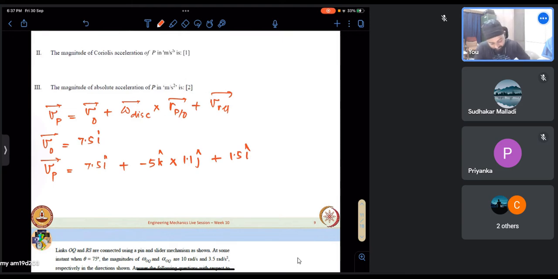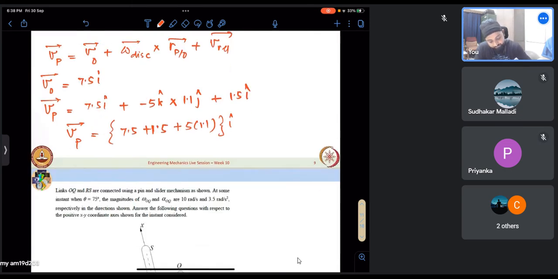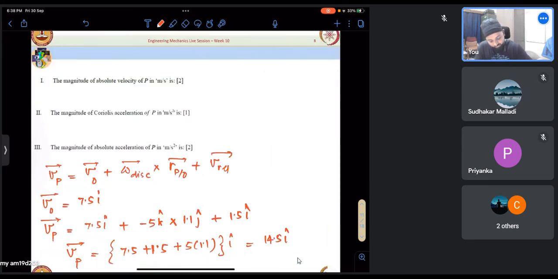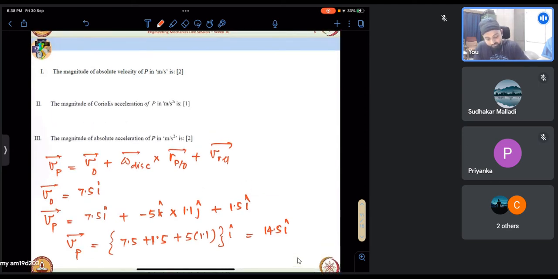So our velocity of P is 7.5 plus 1.5 plus, since k cross j is minus i, it will be 5 into 1.1, all i. This is 7.5 plus 1.5 plus 5.5, which comes to 14.5 i cap. The magnitude is asked, so it is just a single value. It is 14.5.